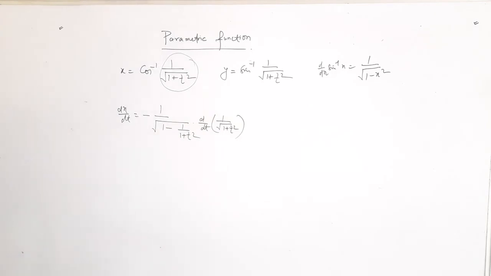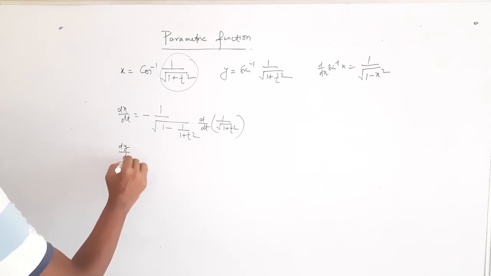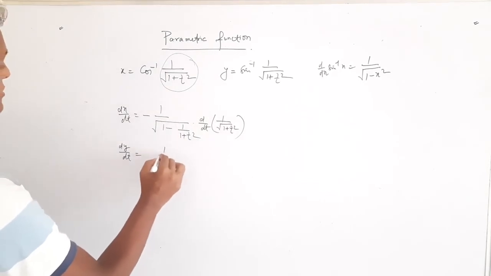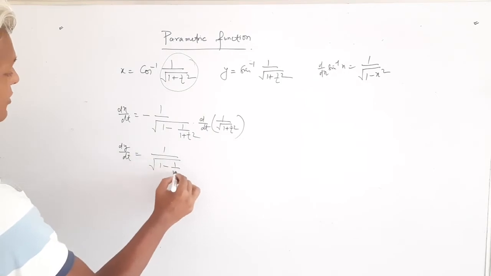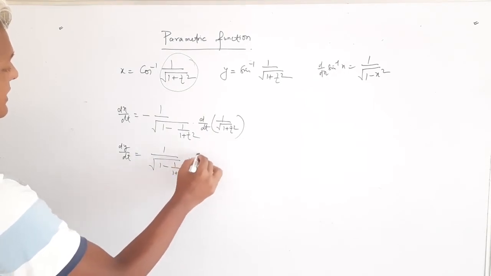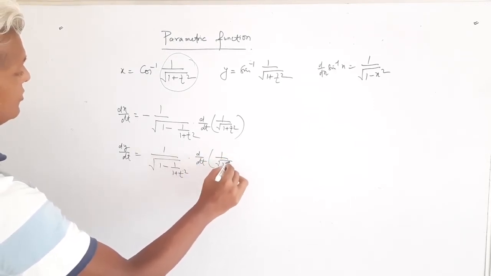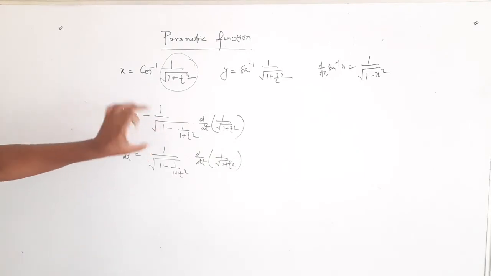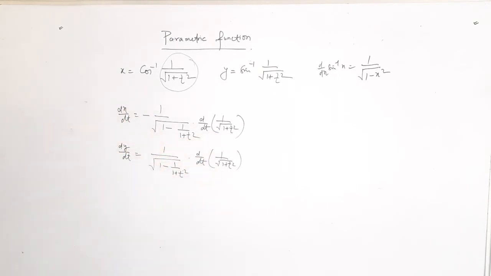1 plus t square. Okay, and then you can write the same way, dy by dt is minus, no minus because it's sine inverse. So 1 upon under root 1 minus this square, so 1 upon 1 plus t square into d by dt of 1 upon under root 1 plus t square. So now you see that this part is identical, this part is the same as this part, and this part will also be the same as this part. So if you divide this by this, you will get your answer as minus 1.